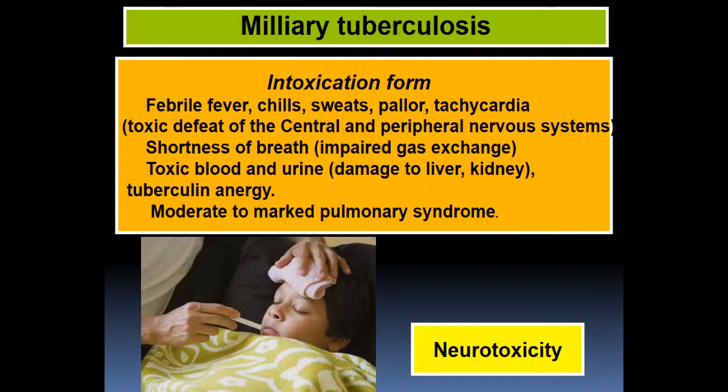Next form of miliary tuberculosis, the intoxication form: febrile fever, chills, sweats, pallor, tachycardia, toxic defeat of the central and peripheral nervous system, shortness of breath, impaired gas exchange, toxic changes in blood and urine, damage to liver and kidney, tuberculin anergy. That's why the Mantoux test is negative. Moderate to marked pulmonary syndrome.